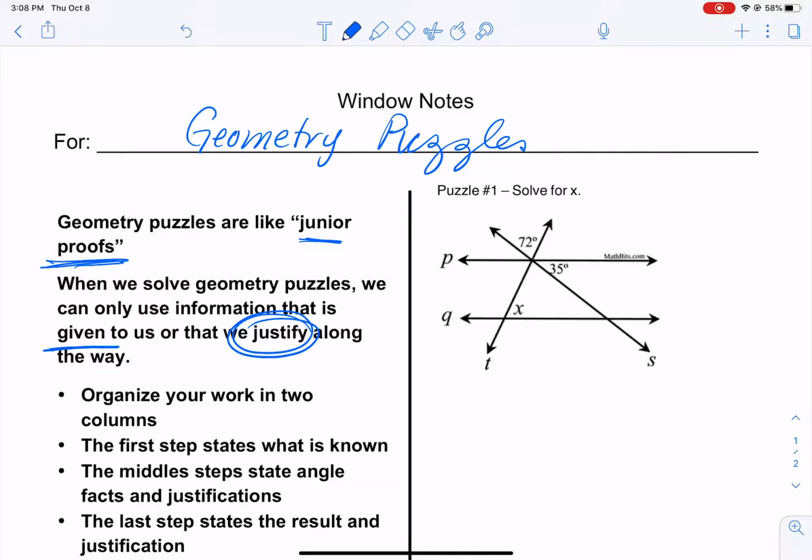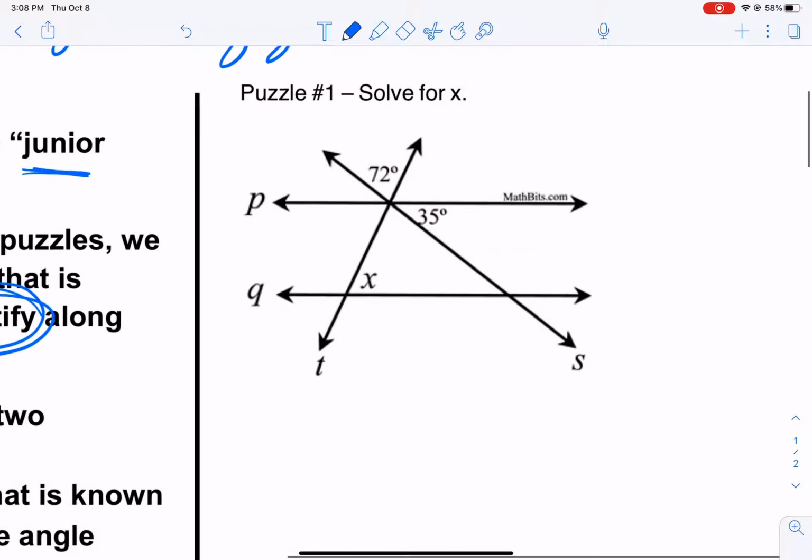We start by putting it in two columns. We start with what we know, and that's usually called a given. And then every step that we take from there on has to be justified by one of the relationships that we've talked about so far. So let's start with puzzle number 1.